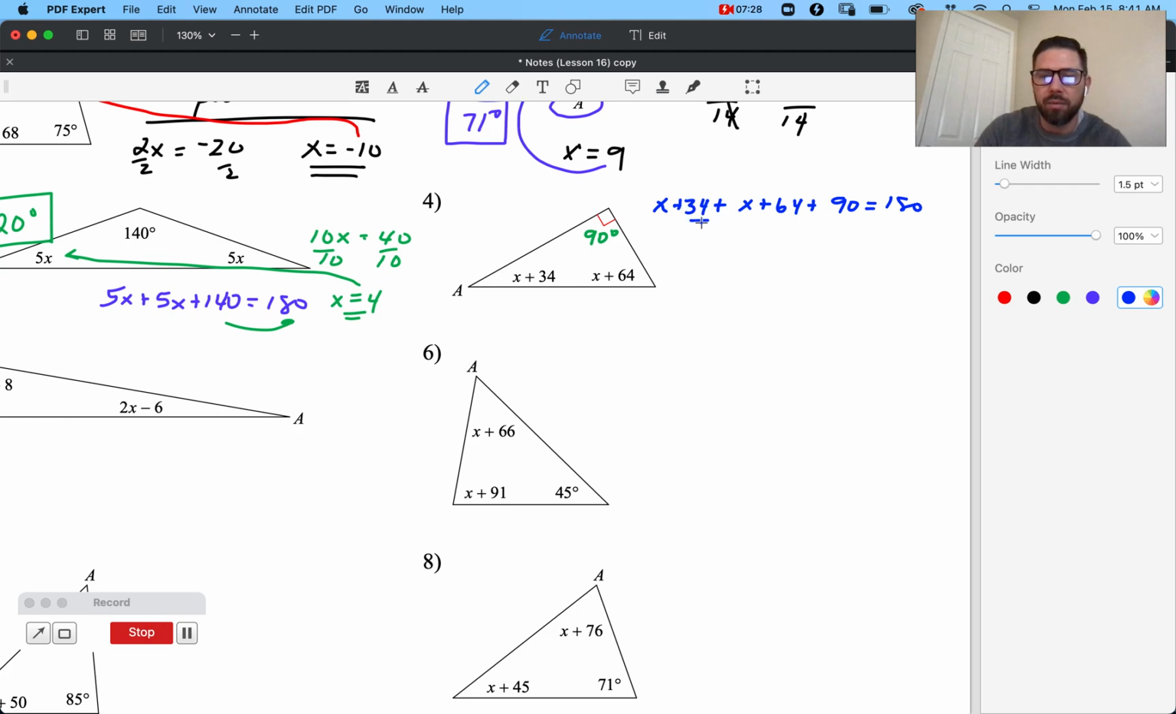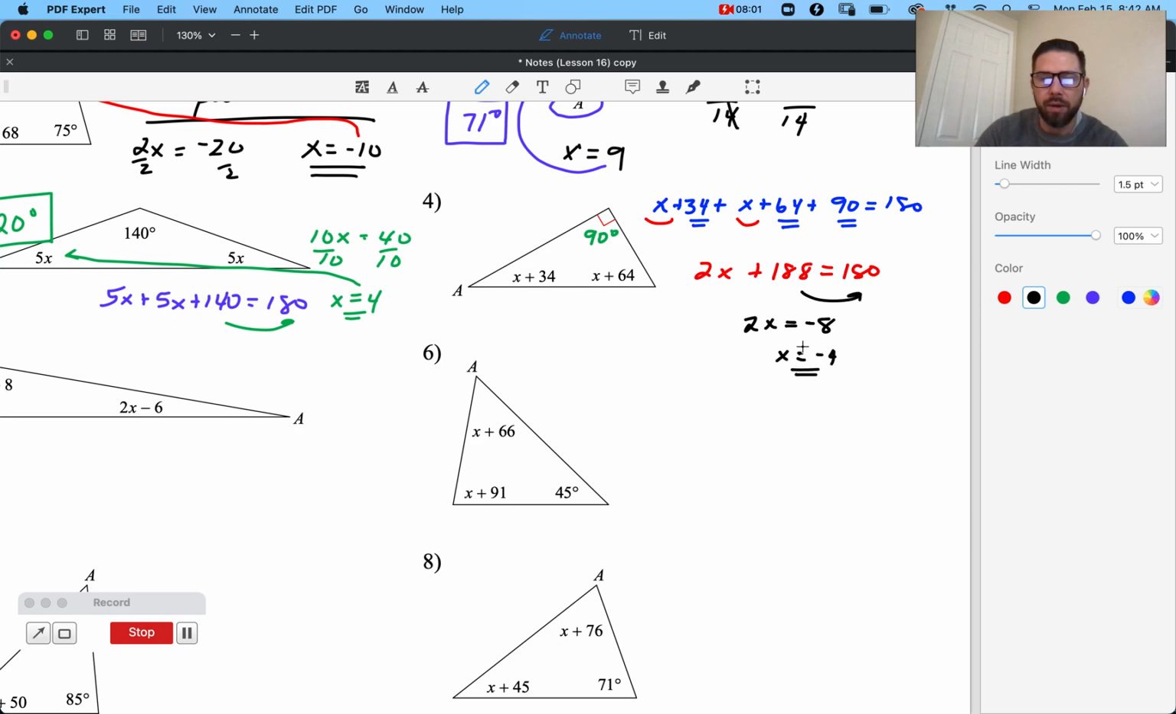Okay, let's combine like terms. 34, 64, and 90. And then we also have x and x. Well, we know x and x is going to be 2x, but let's add all this other stuff. 34 plus 64 plus 90, 188. Okay, subtract that to the other side. And it looks like we have 2x equals negative 8. And x is going to equal negative 4.